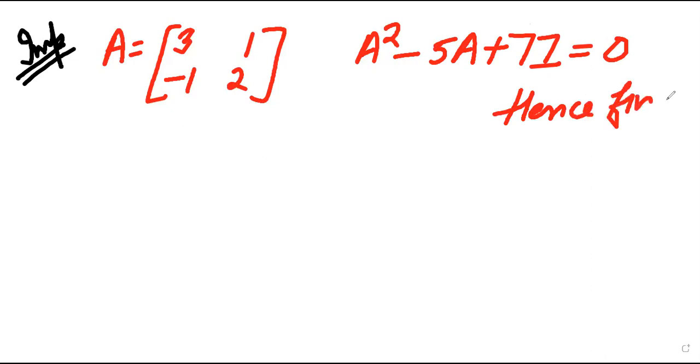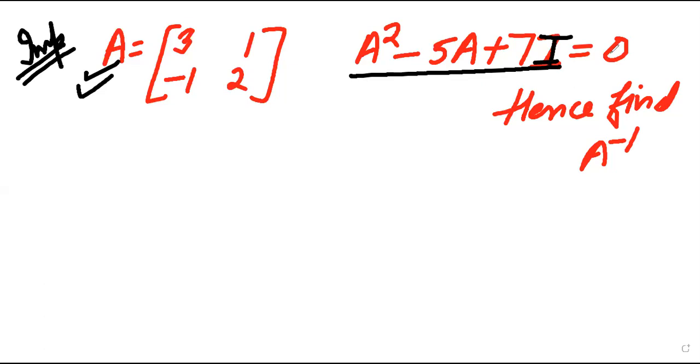find A inverse. This is the main thing you have to learn today, that when you have a matrix A, first you have to show that A square minus 5 into A plus 7 into identity is equal to 0, and then you have to find A inverse. So this is the main important thing, how to find out A inverse.